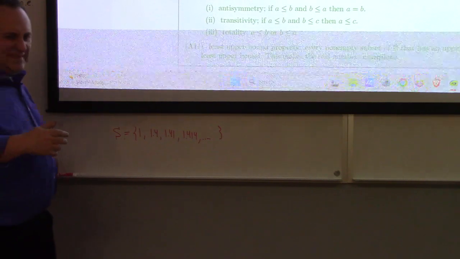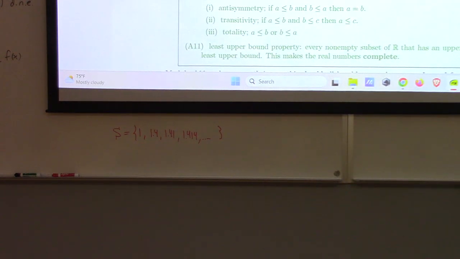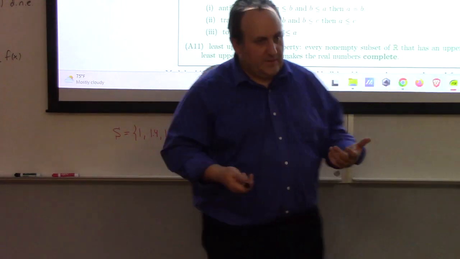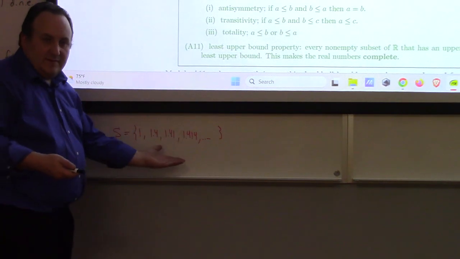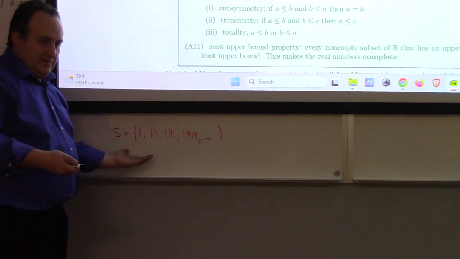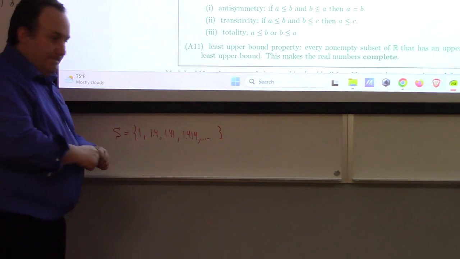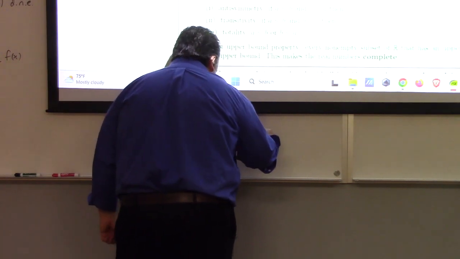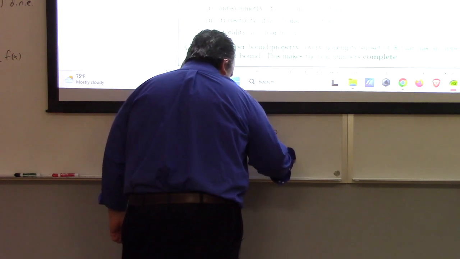What does it mean, least upper bound? So what is an upper bound? An upper bound is a number which is above all the numbers in the set, right? So an upper bound for this would be 2. 2 is above all the numbers here, right? 1.5 would work, yeah? So I think the least upper bound would be the square root of 2. That's right. So you could prove that.